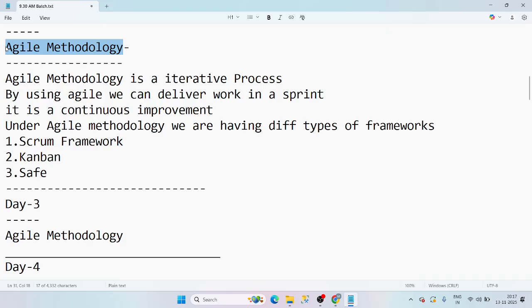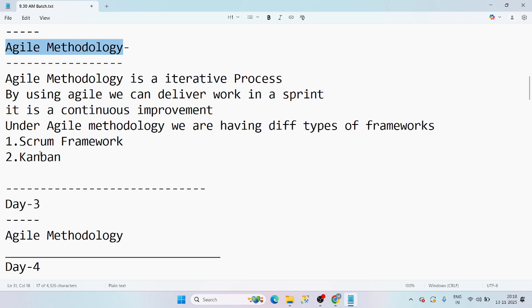This agile methodology keeps some rules and regulations under some frameworks. We are having different types of frameworks. By using these frameworks, we are working under agile methodology with agile rules and regulations.